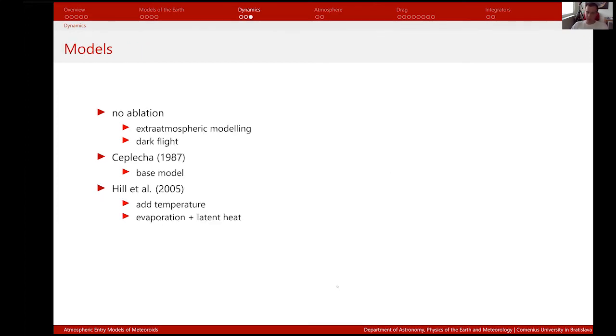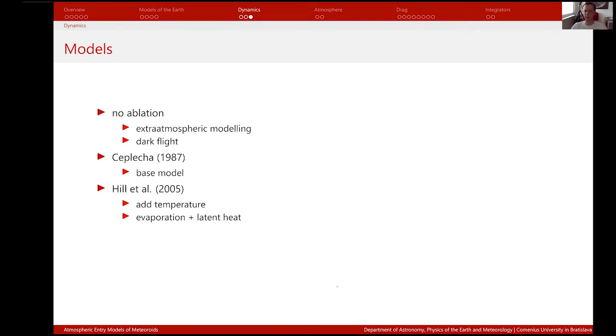As for the models, currently I'm experimenting with 3 of them. The first one is, well, sort of a null model, which has no ablation. It is still useful for modeling out of the atmosphere. However, for this, we already have many tools which are much better than what I'm going to do here. And we have the basic Zeplecha model, which I'm currently using as a base model, which only accounts for change in mass during the ablation, and some of this mass is converted to energy. I omitted all the equations because they are not very pretty.